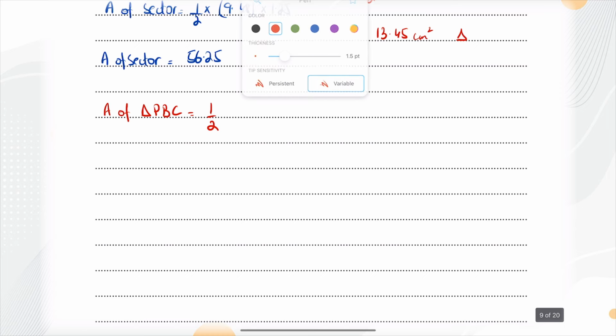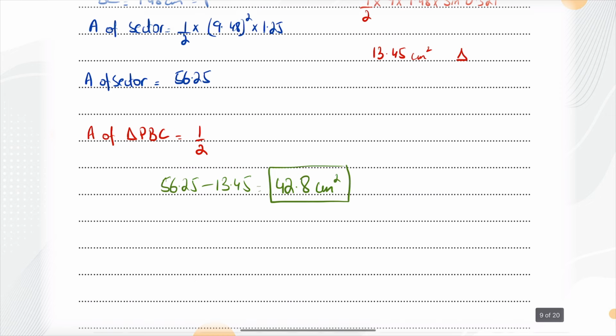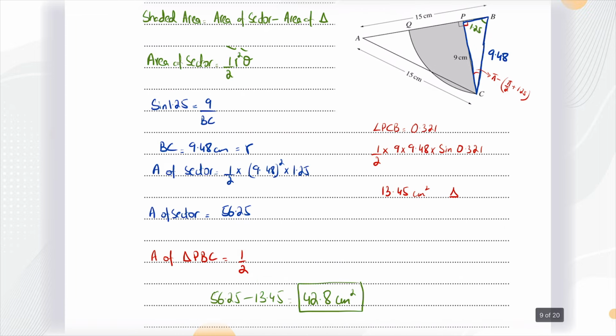Now for the final answer, we do 56.25, and from it we subtract 13.45. Let's see what do we get. 56.25 minus the answer. So we're looking at 42.79, which becomes 42.8 centimeter square. And there you go. That's it. That's your final answer. Okay, now, any questions? Here's all the working.